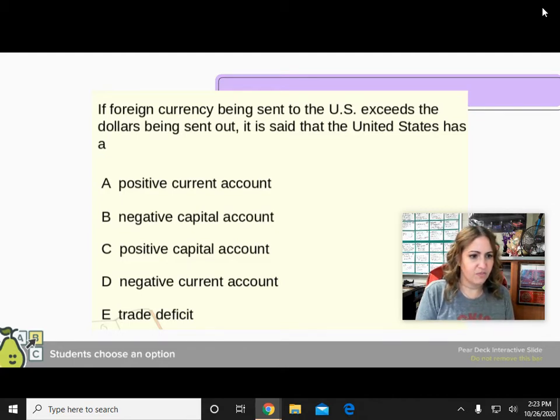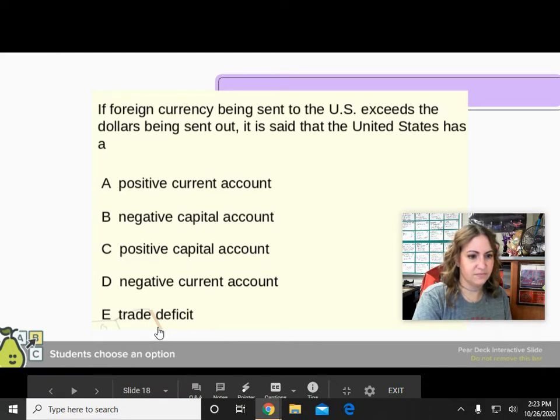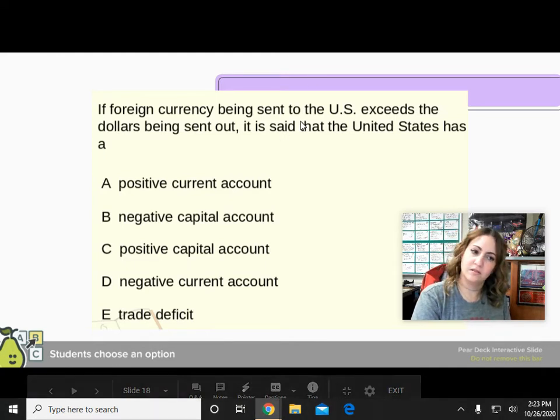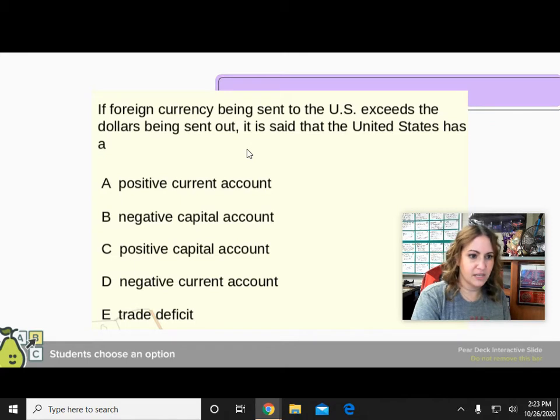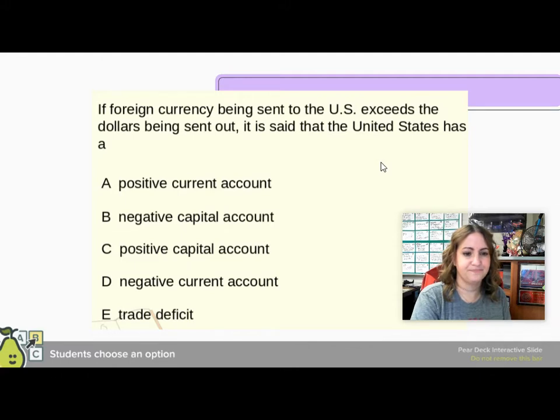it doesn't say which type of currency. It's not trade deficit. If more currency is being sent into the United States, what is it being sent into? I don't like this question at all. I'm assuming that more money's coming in, so it's positive, but is it positive capital or current? It could be for either of them. I'm not going to give you a question like that. Let's move on. There needs to be more information to answer this question. I'm going to have to remove it.